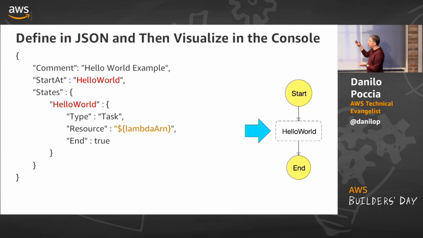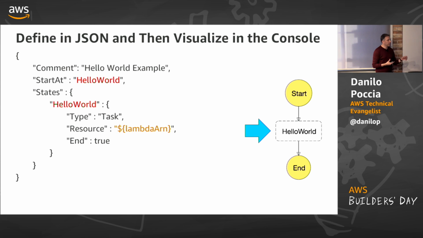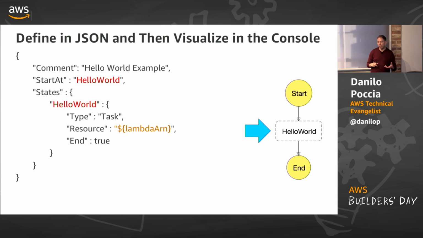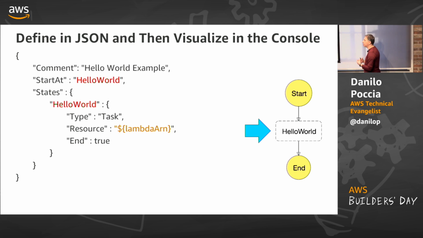So this is the prototype hello world for a state machine language. As I said, it's JSON. You can have a comment. Then you have a list of states, and you have to specify which is the starting state. Here you have only one state, HelloWorld, so we start at HelloWorld. Then the HelloWorld state is a task that is using a resource, and there you can put the Amazon Resource Name, or ARN, of a Lambda function.